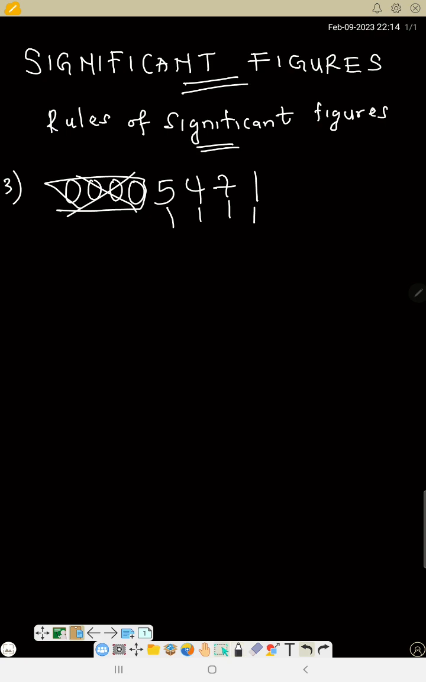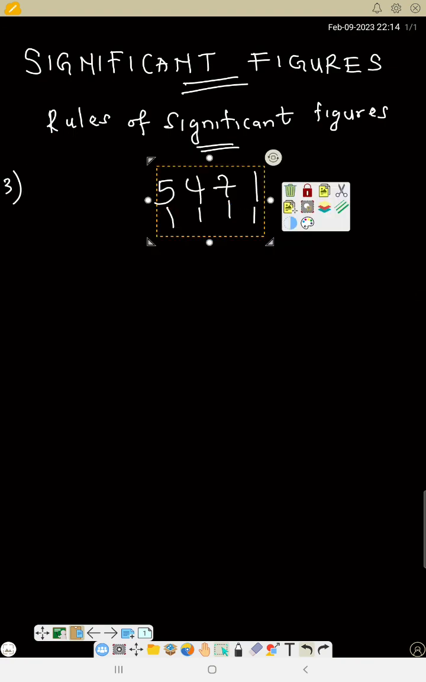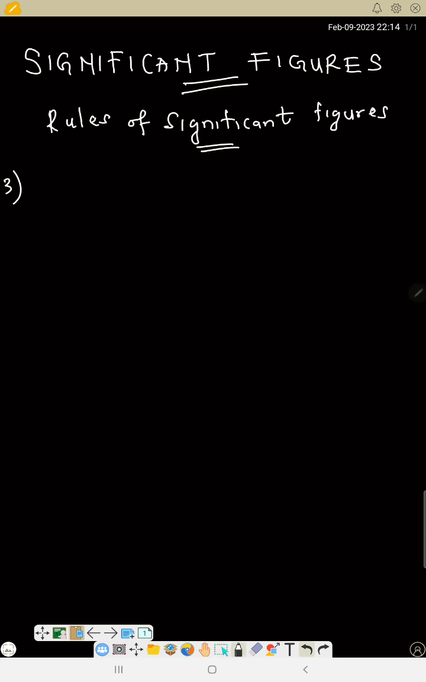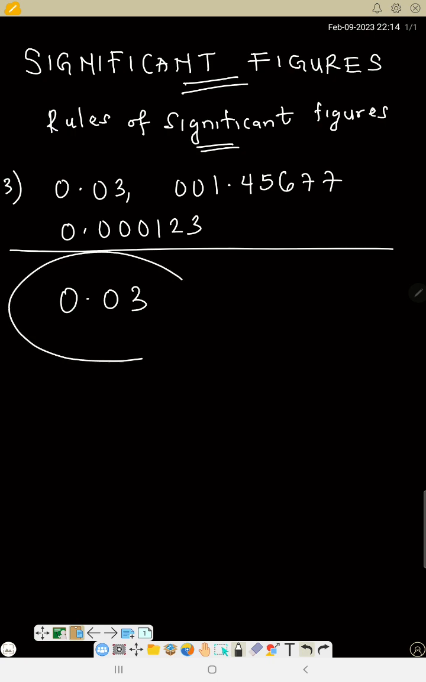So anytime 0 is starting a number, then it is not significant. It is only when a number starts that you have a significant figure. So now, examples of leading zeros, which are never significant: we can have 0.03, 0.001.45677, we can have 0.00123. So how many significant figures are all these numbers? So let's say 0.03. How many significant figures is this?